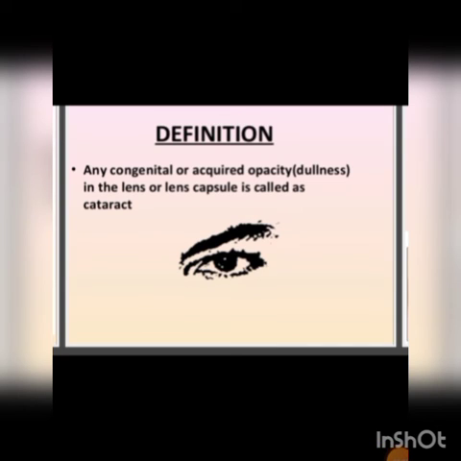Cataract. Acquired opacity in the lens or lens capsule is called cataract. Cataract is caused due to the opacity in the lens of the eye, leading to blurring of vision. It can occur due to damage to the lens, old age, or disorders such as diabetes. Cataracts can be removed by surgical methods. The lens is replaced by implanting an artificial lens.